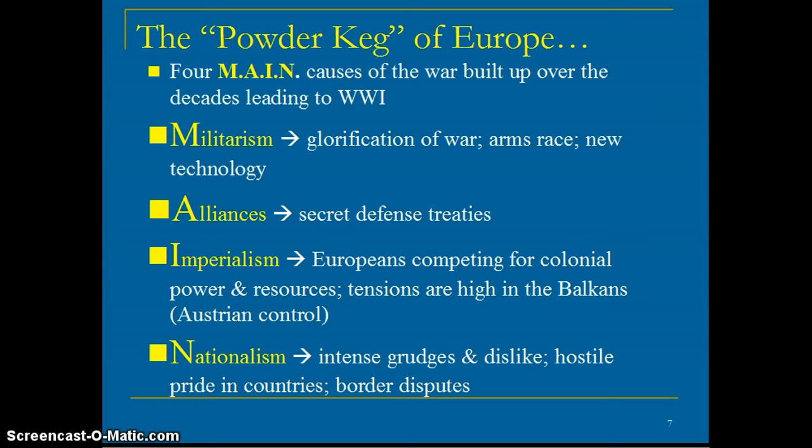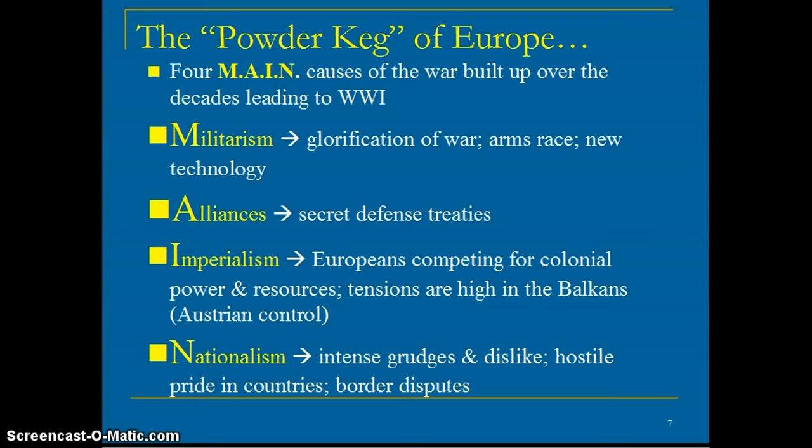The alliances: secret defense treaties and not-so-secrets. The fact that everyone's hooked up. It's almost like gang members, like the Bloods and Crips. Some groups are with the Central Powers and some are with the Allied Powers. So everyone's hooking up on one side or the other.